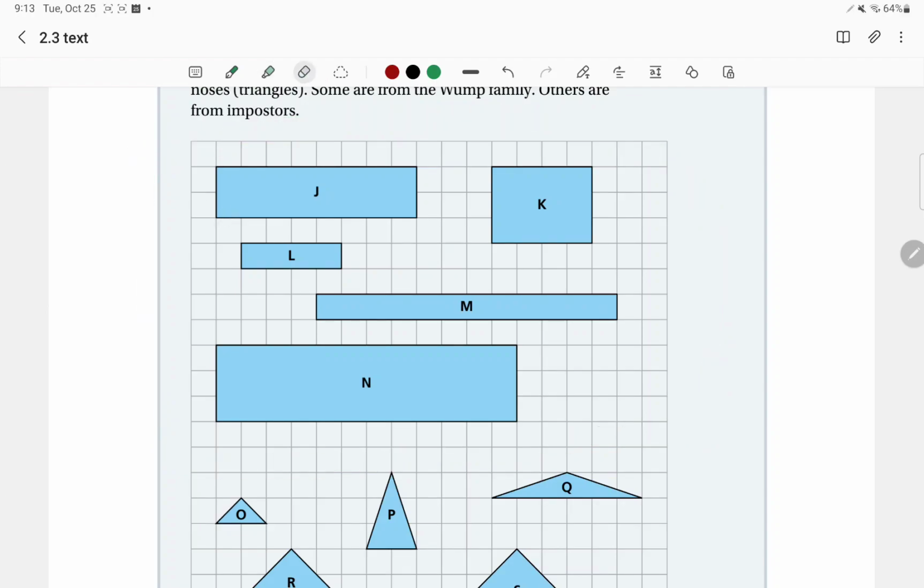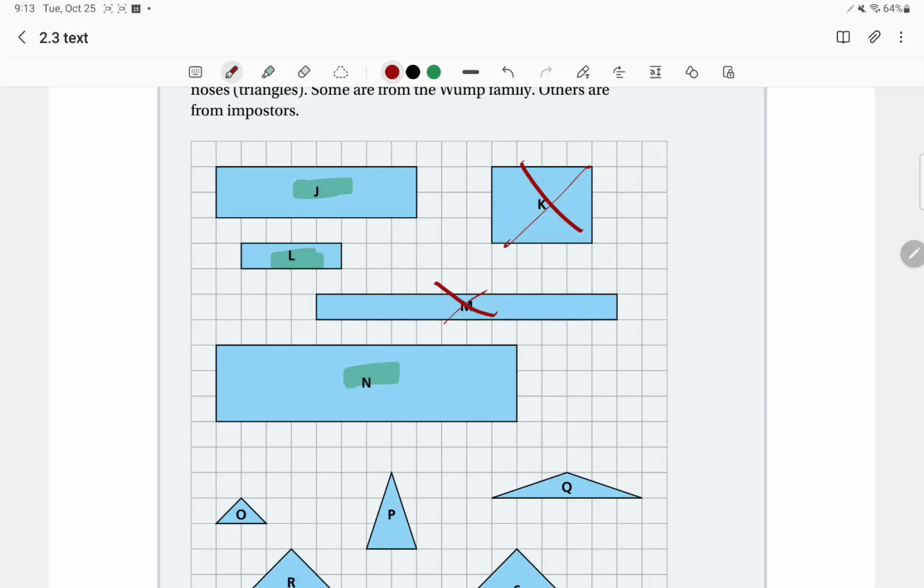Okay, so if you tried this on your own, you should have been able to identify these 3 that are similar. So J, L, and N are similar to each other. That means they're the same shape, different size. K is a different shape. It doesn't increase each side at the same rate. So we do not include K or M. We're not looking at those to answer these questions.